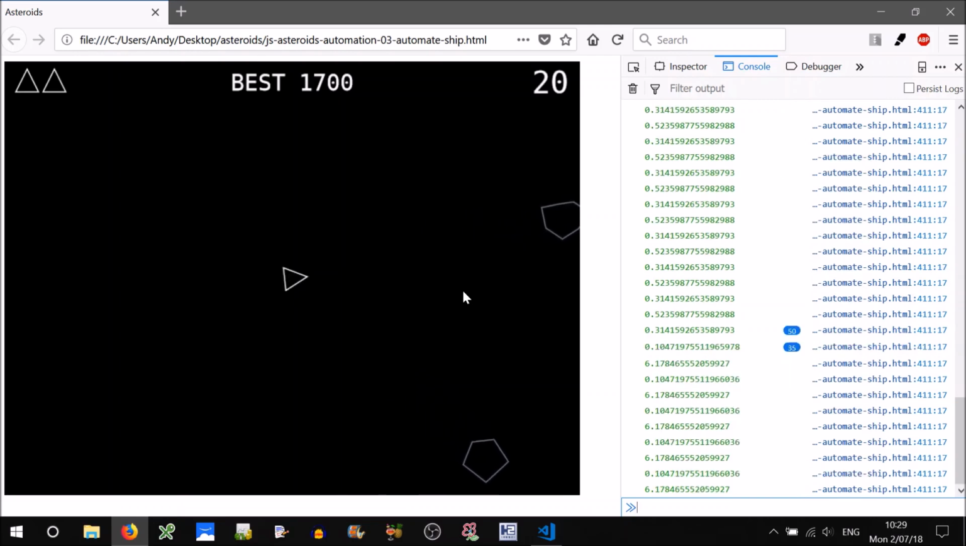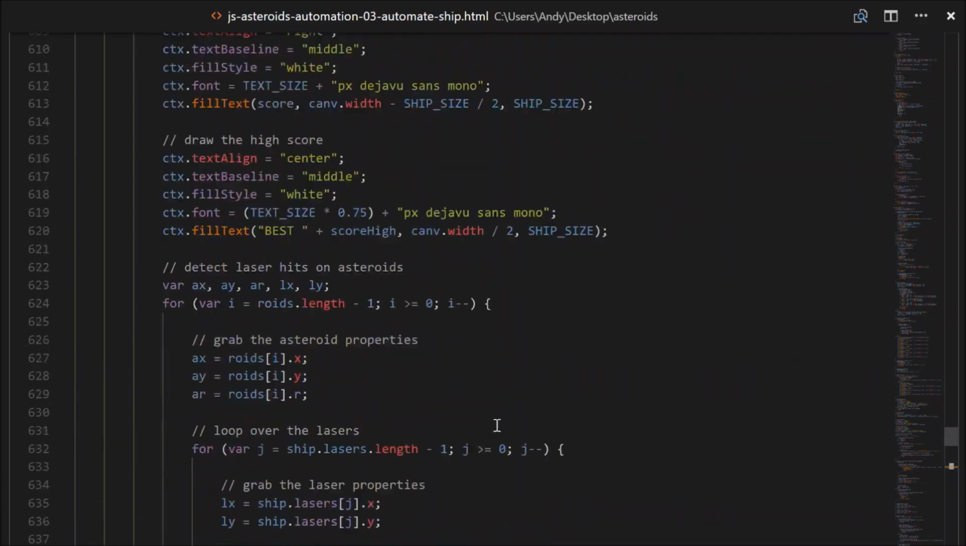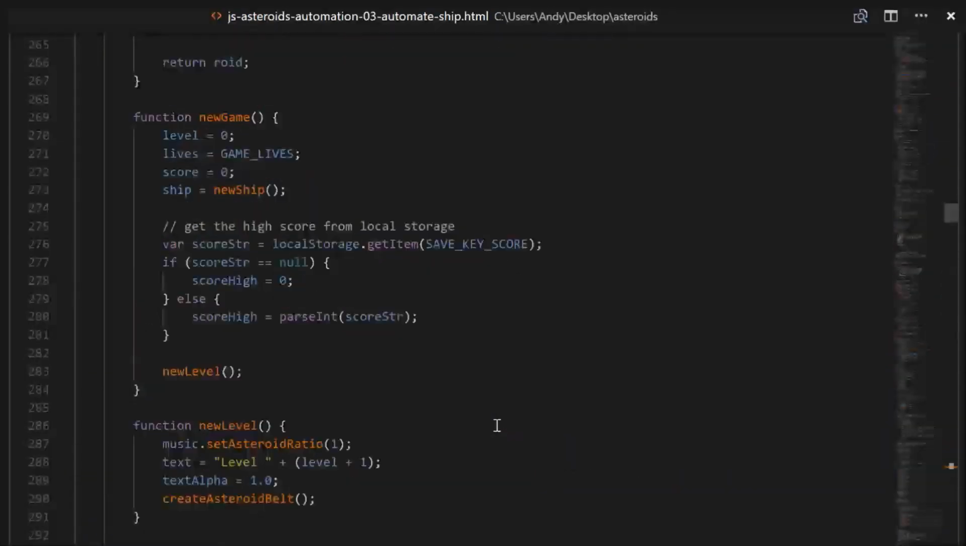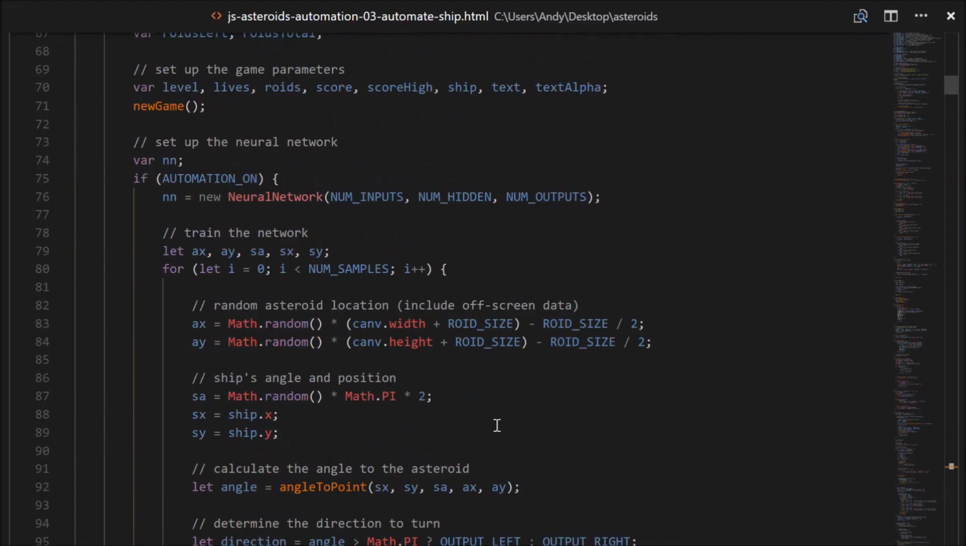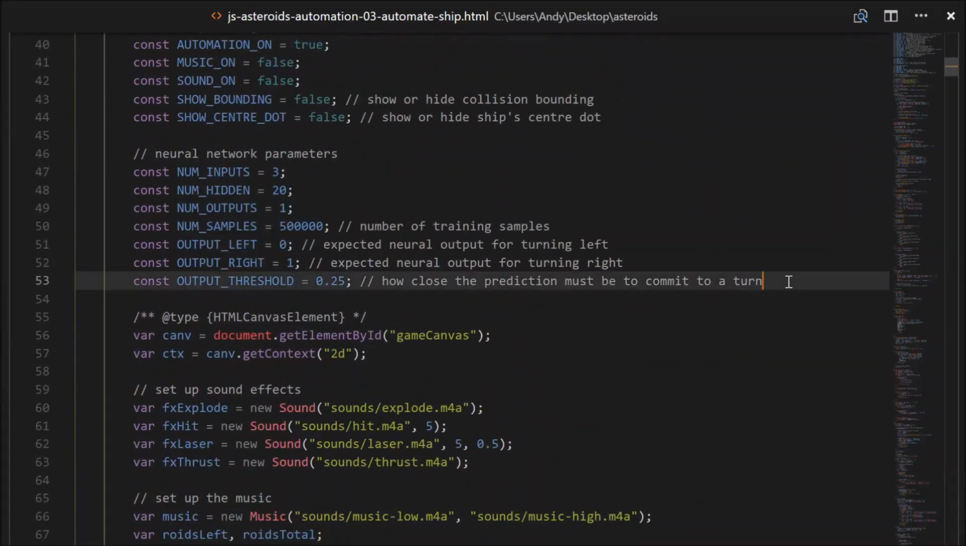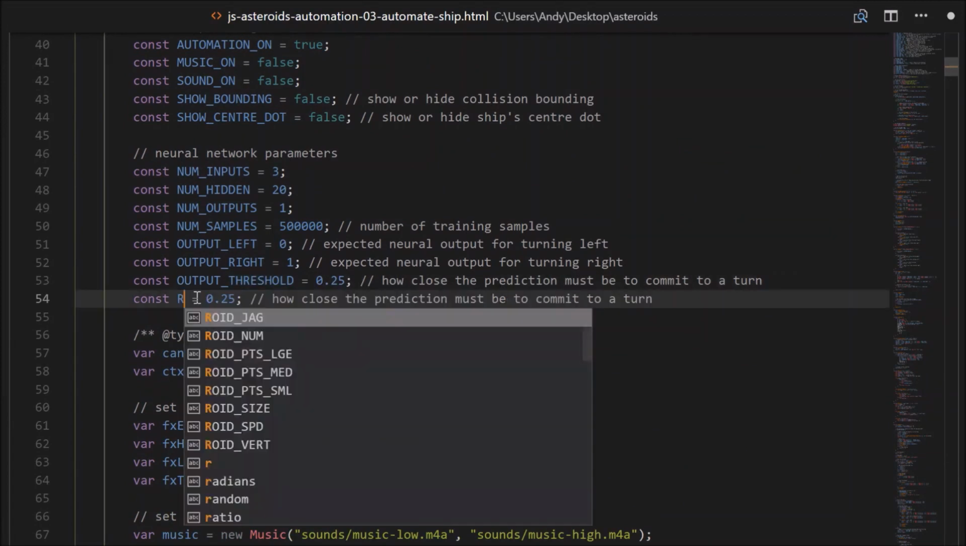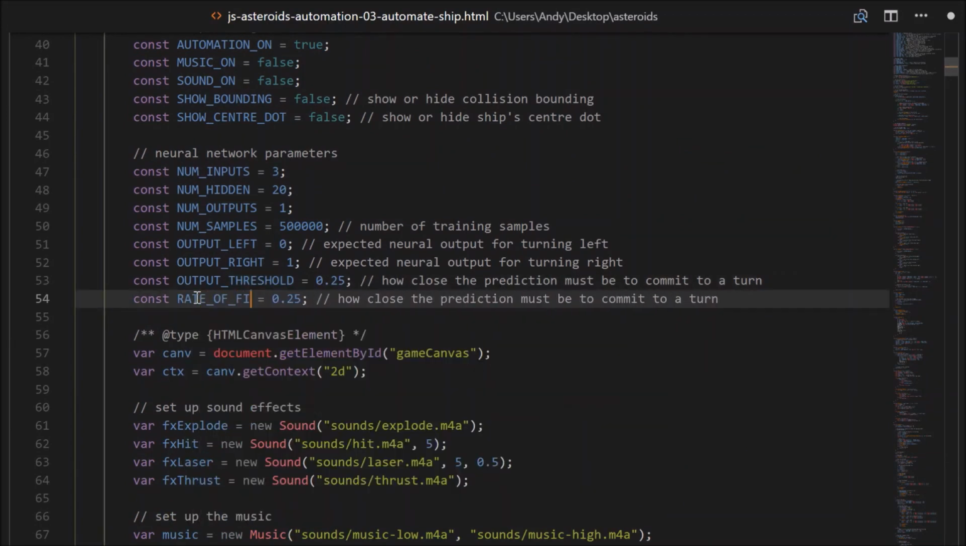Good. Okay, how about we add some shooting to this little ship? So let's head back all the way up to the top to set some parameters. We'll probably need to give the ship a rate of fire. So just under our neural network parameters here, let's create one called rate of fire. And we'll set that to say 5 shots per second.